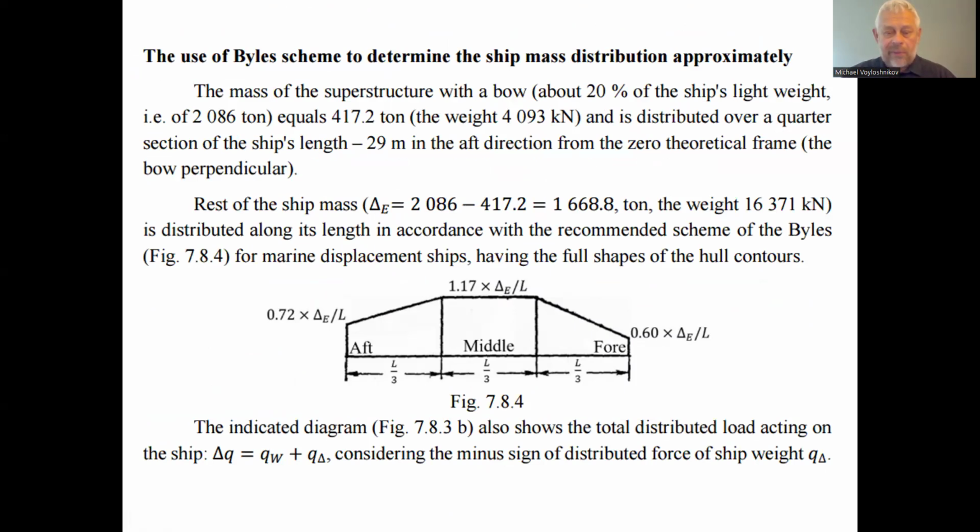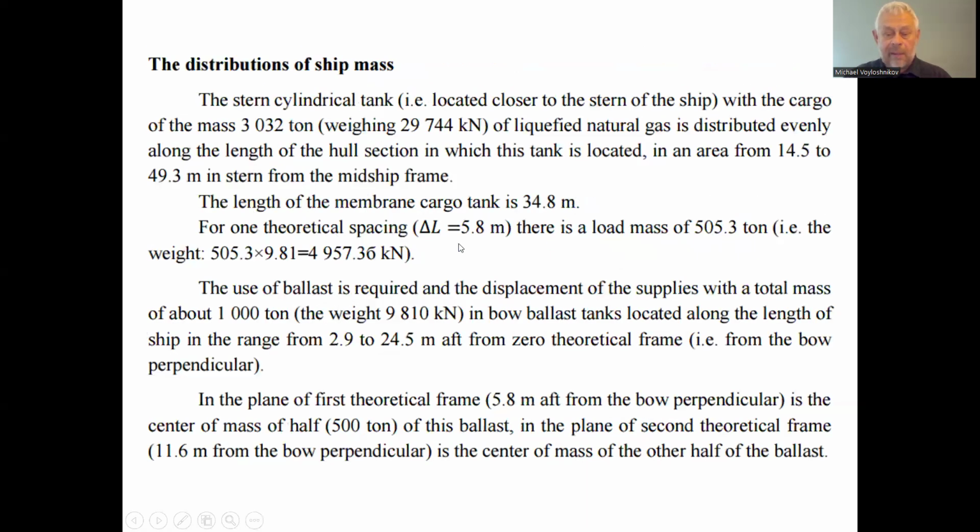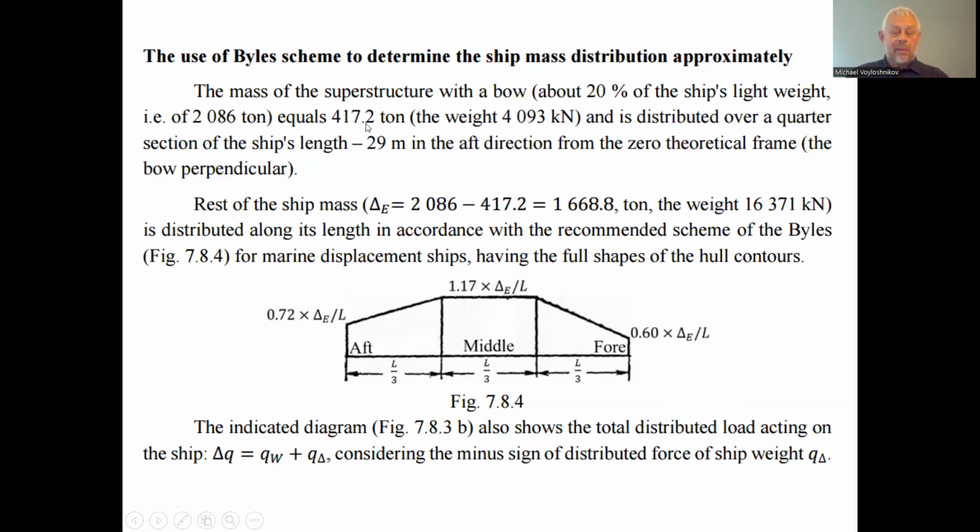The ship itself consists of the superstructures and the main hull. And the mass of the superstructure we have to adopt could be about 20% of the ship light weight. That is of 2096 ton we got previously. The ship light weight we have is 2096 ton, and the superstructure weight equals about 417.2 ton. That is the weight, considering the acceleration of gravity 9.81. The weight of the superstructure is 4,093 kilonewton.